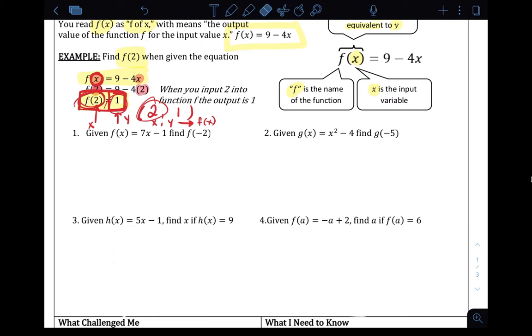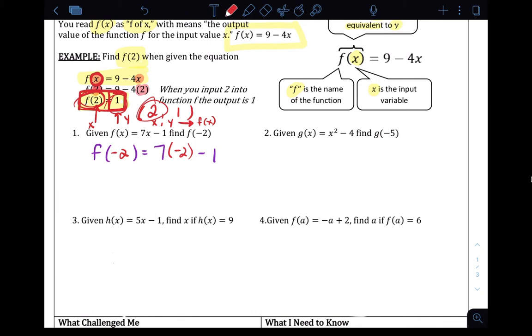Let's practice some more. In our first example here, it says given f of x equals 7x minus 1, find f of negative 2. So in my equation, I'm actually going to replace this x with negative 2. If I replace that x with negative 2, I have to replace this x with negative 2. Notice when I replaced that x with a negative 2, I used parentheses to show that's where I'm putting it in.